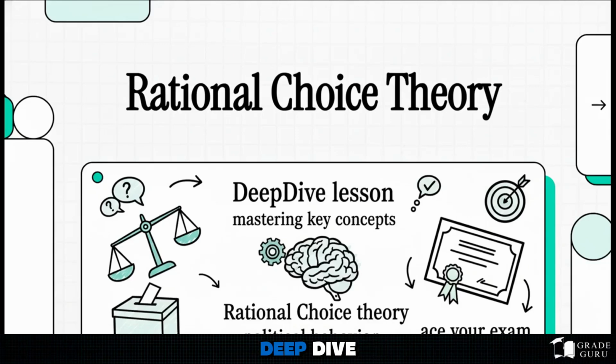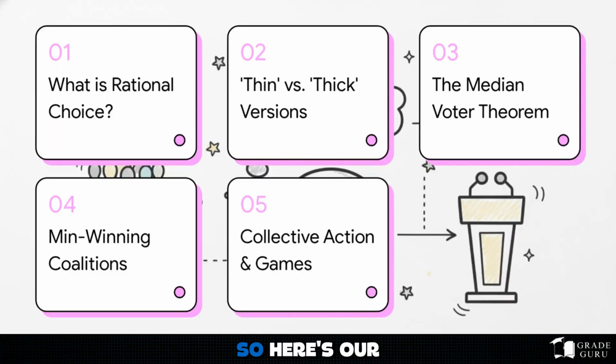All right, in this deep dive, we're going to break down rational choice theory. My goal is to give you everything you need, the core concepts, so you can walk into your exam feeling confident. So, here's our roadmap. We'll start with the basic theory, look at its different flavors, and then see how it actually helps us predict what happens in the real world of politics. Let's get right into it.